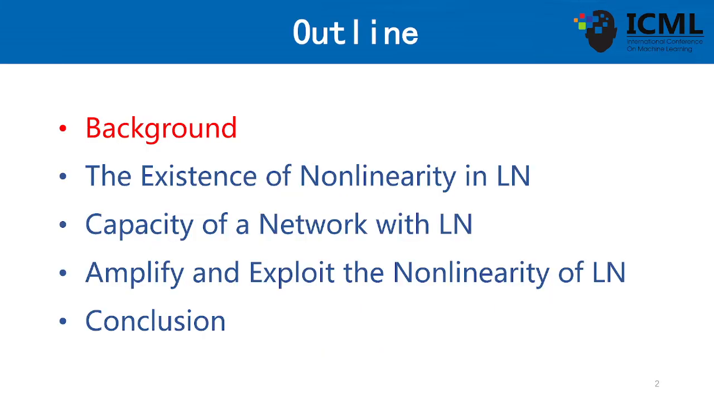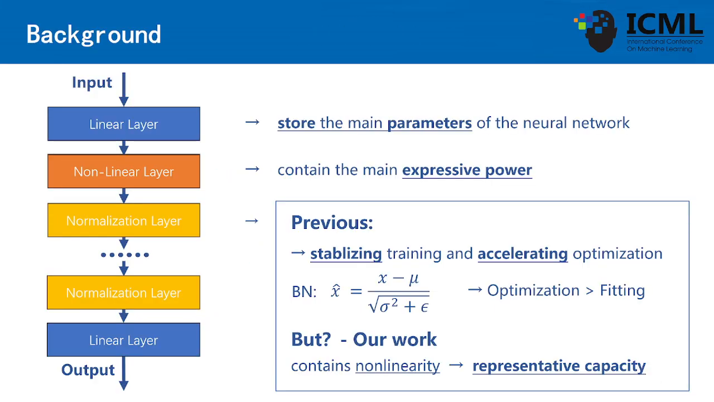To begin with, we know that a deep neural network usually consists of three main parts: linear layers, nonlinear layers, and normalization layers. Linear layers usually store the main parameters of the neural network. As for nonlinear layers or activation layers, they contain the main expressive power of the neural network. In previous research, normalization layers are mainly added for stabilizing training and accelerating optimization.